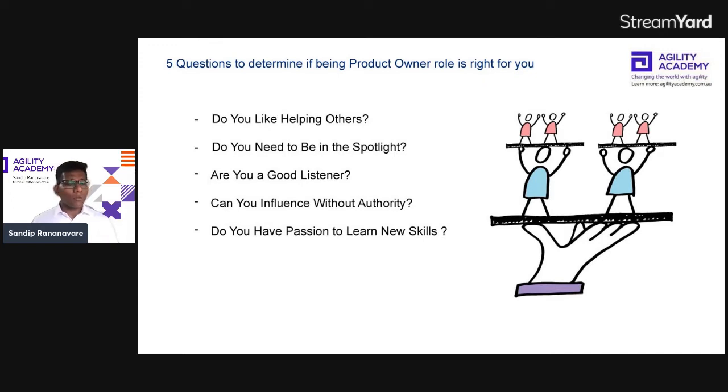Can you influence without authority? Quite often it will happen in an organization that there is a senior person who wants to do certain things in a certain way, or none of the team members will be reporting to the product owner. In that case, you need to have those soft skills through which you can influence the right outcome without having any authority. And the last question is, do you have a passion to learn new skills? Only if you have a passion to learn new skills, I think this is the right fit for you. So if the answer to all these five questions is yes, and that's where your heart is, then you can go ahead.